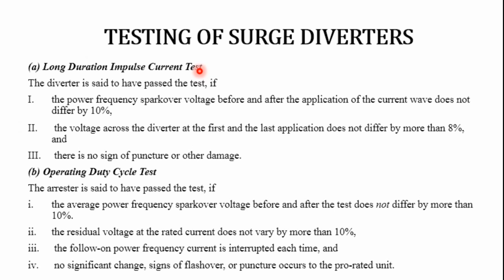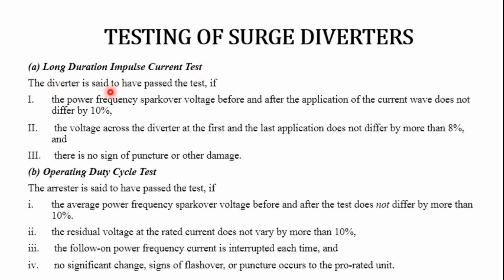As per the specification, 20 applications are made with the specified current in 5 groups, so that the interval between successive applications is about 1 minute. It is usual to record the waveform in the first 2 and the last 2 applications of the current wave.